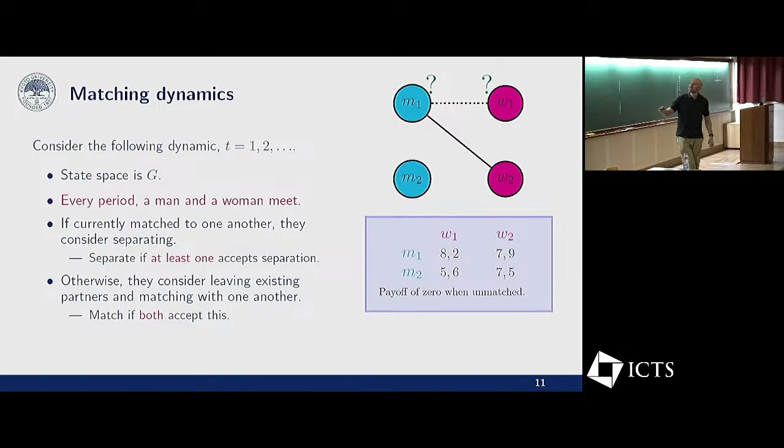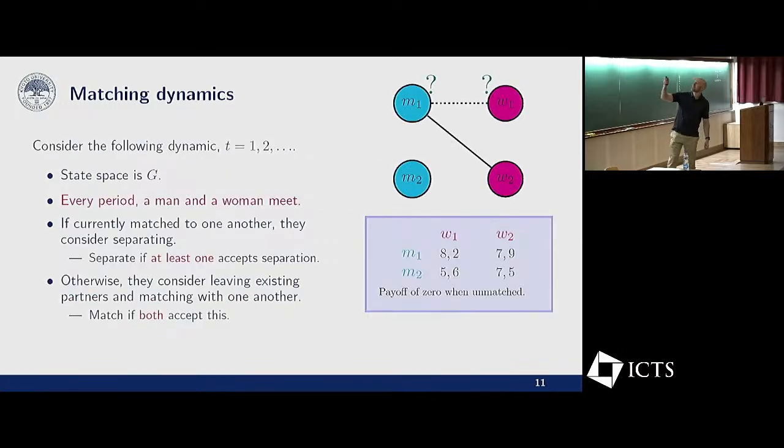Otherwise, they consider leaving their existing partners and matching with one another. So if they're not already together, they say, hey, should we get together? And then if both of them accept it, then they get together. So then the question is, when do both accept, or when do you leave?